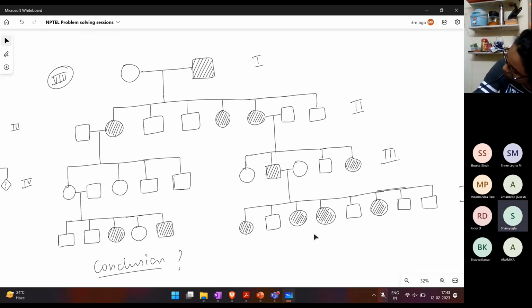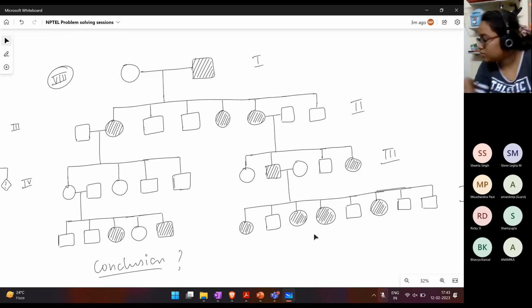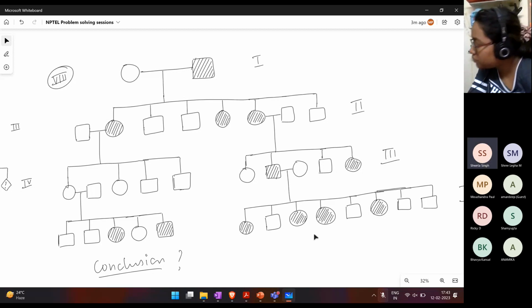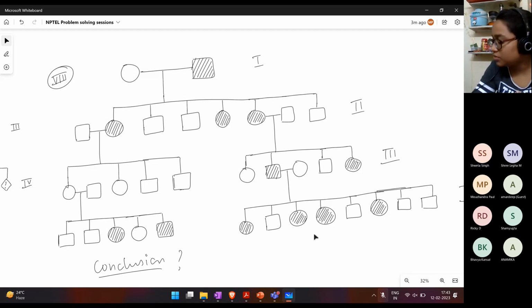Autosomal recessive. Okay, autosomal recessive. What about others? Ma'am, X-linked dominant. Yeah, X-linked dominant. Okay, X-linked dominant. Thank you, Shweta. So let's see whether and which one of you is correct.